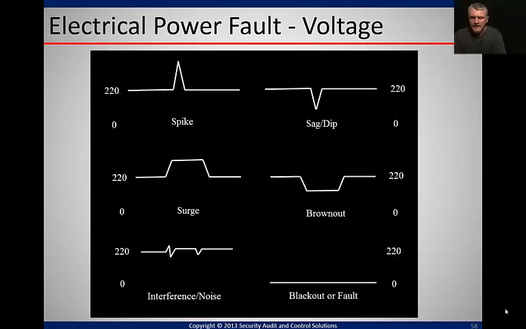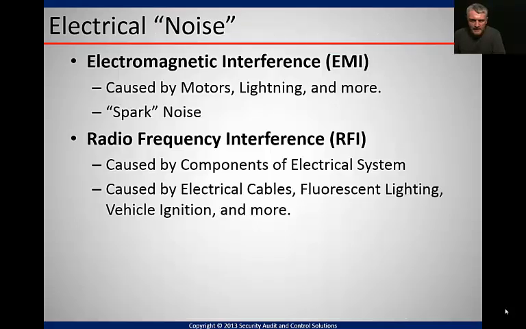We have a surge. Now, a spike or a sag is usually 1 to 2 nanoseconds as well. When you look at a surge or a brownout, it's a little bit more than 3 nanoseconds. Now, interference or noise can be anything, such as interference from electrical devices. And then finally, a blackout or fault, which is no power at all.